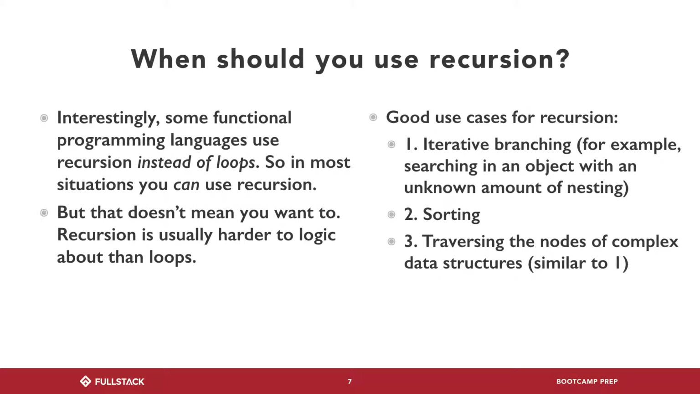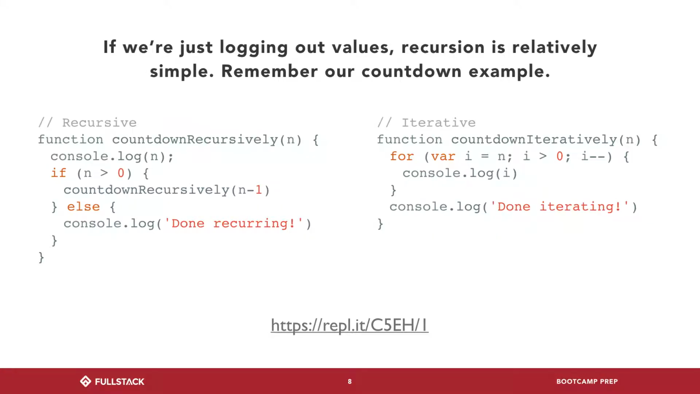Iterative branching, like traversing an indefinitely nested array, recursion is really good at that. Sorting, you'll implement this, so I won't talk too much about it, but you'll see how recursion is really great for sorting too. And the third one is very similar to number one, except rather than nesting, it's a bunch of relationships or connections, like graphs. Recursion is also really good for that, but we probably won't touch that too much. Conceptually, it's the same exact thing in terms of how recursion works for all of these.